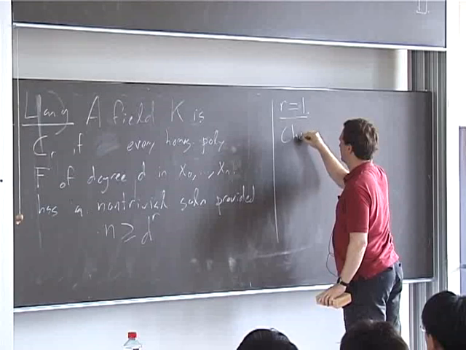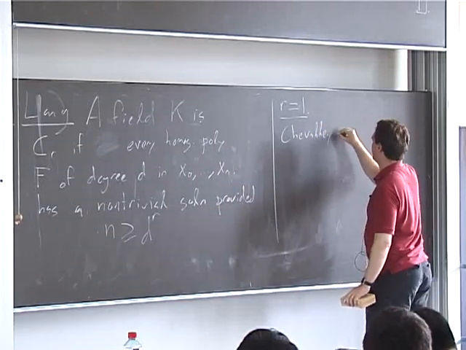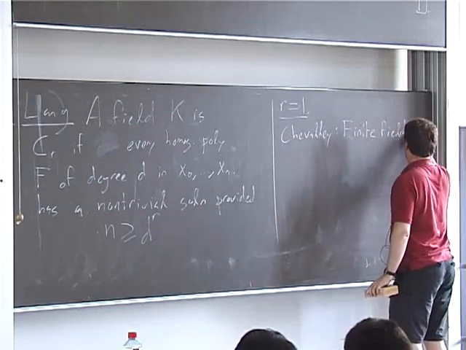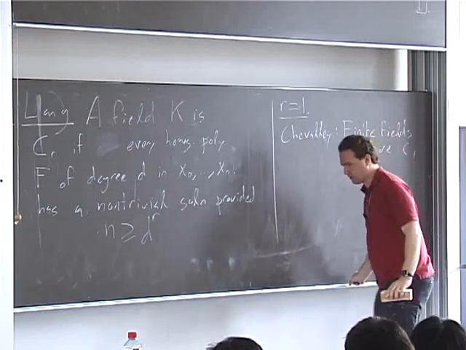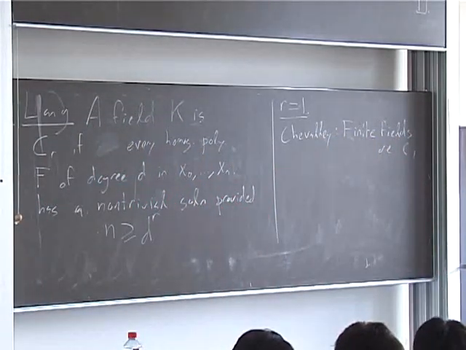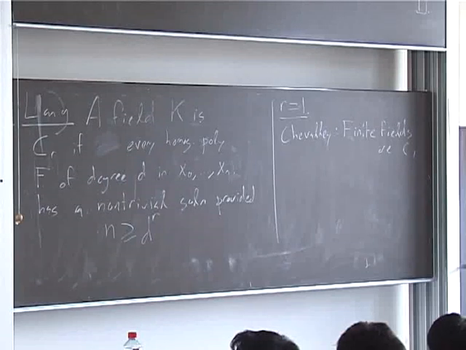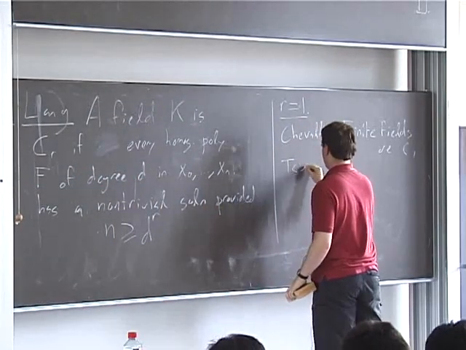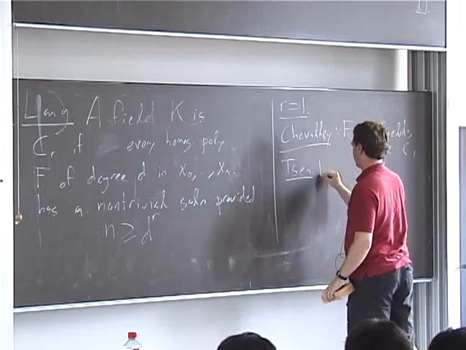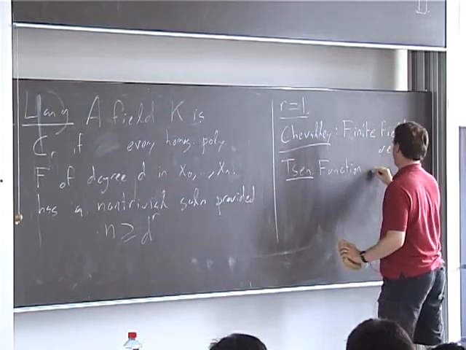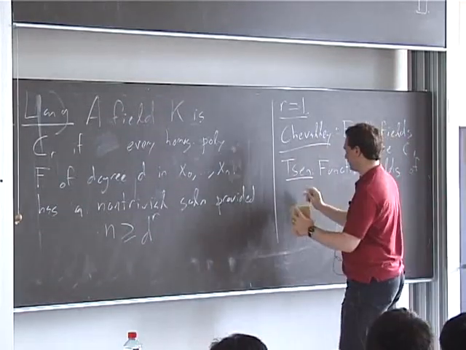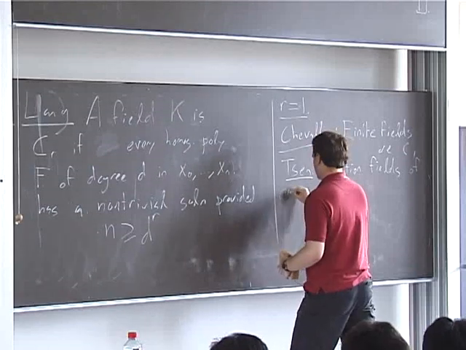Chevalley proved finite fields are C1. I need some more chalk. And then for function fields, Tsen proved that function fields are C1. But if you analyze what's going on in this proof, Tsen proved function fields of curves over an algebraically closed field. So I apologize. I'll say function fields of curves, and you will almost certainly think of function fields over finite fields, but I mean over algebraically closed fields.